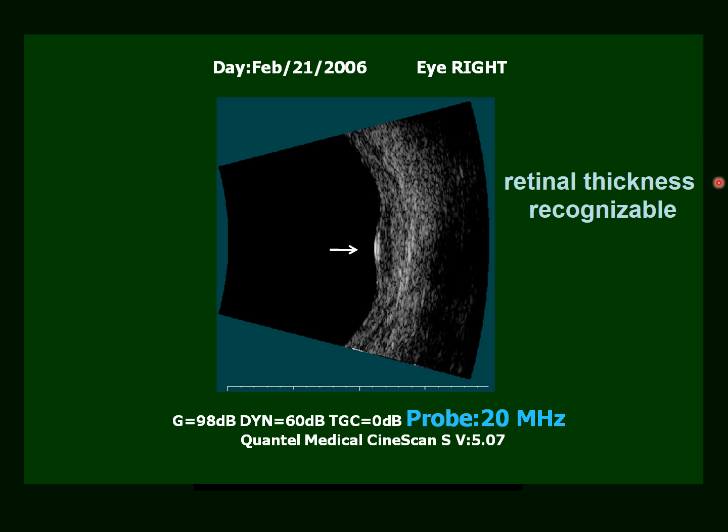Higher frequencies than 10 MHz have an advantage. Here we see the retina overlying a hemangioma of the choroid, and we see the thickness of the retina, which with the 10 megahertz B-scan cannot be seen.